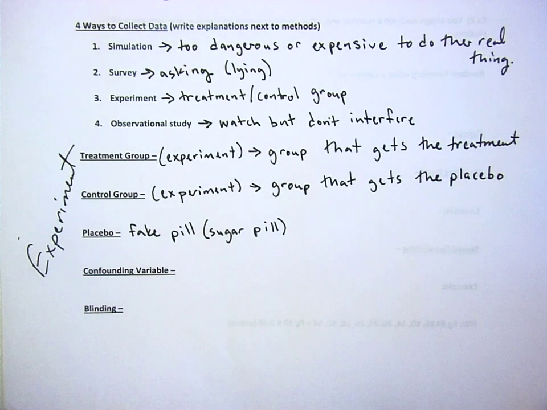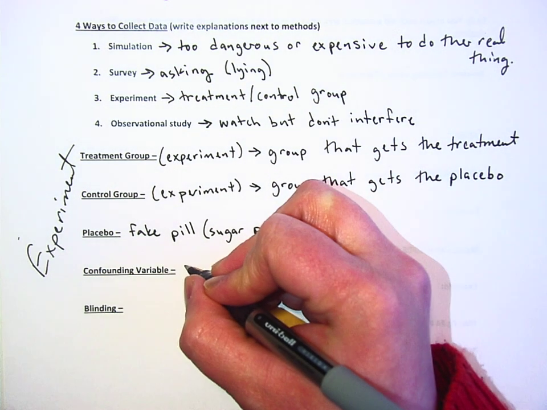The reason they do that is not just to be cruel, but to make sure that people aren't just reacting to the fact that they think they have medicine. That would be a psychological thing. Making sure that you don't just believe that you have medicine, so therefore you are all better. If there's no difference between the control group and the treatment group, then what that means is that it didn't work.